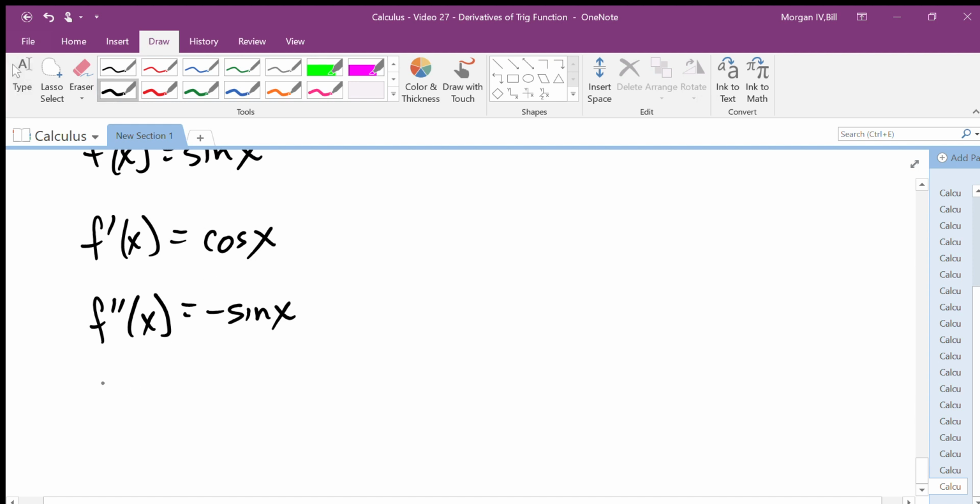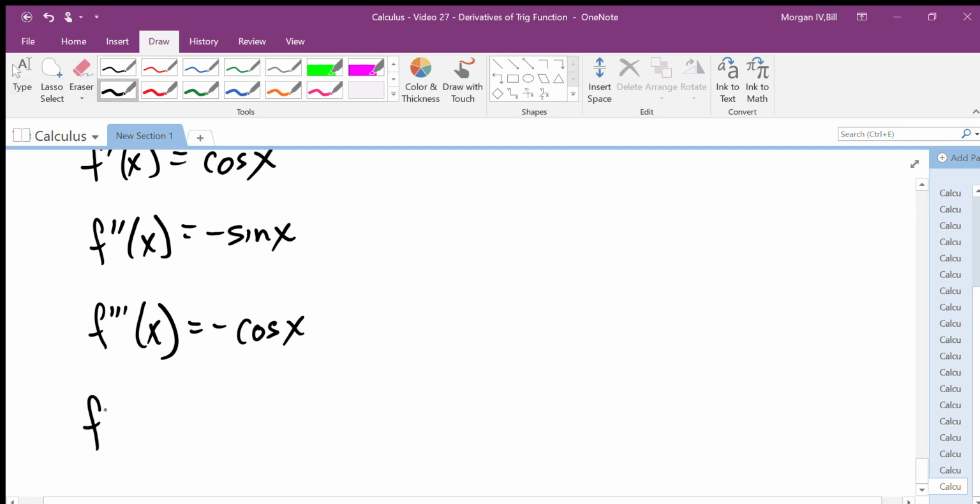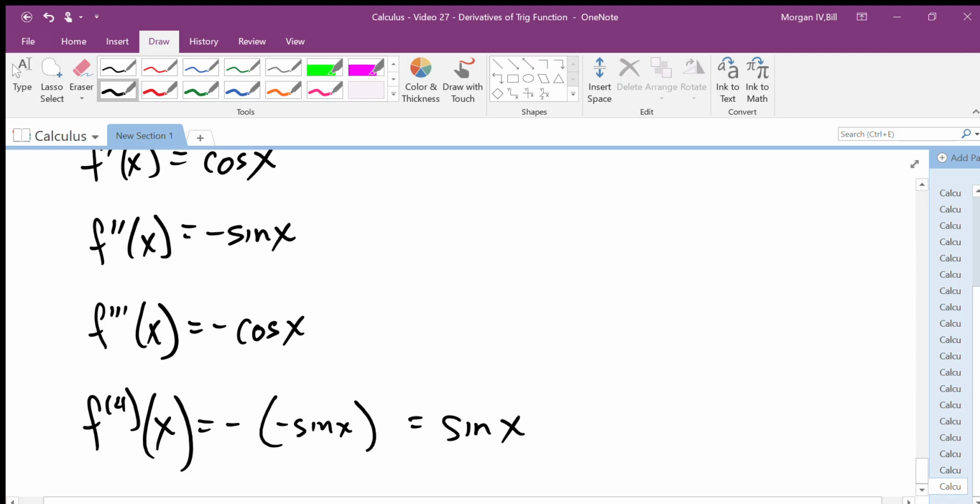Third derivative. This is kind of fun. The derivative of sine of x is just cosine of x with that negative sign still hanging out front. So it's negative cosine of x. And finally, the fourth derivative. The derivative of cosine of x is negative sine of x, so it's negative sine of x. Those two negatives cancel out, and you just get sine of x.